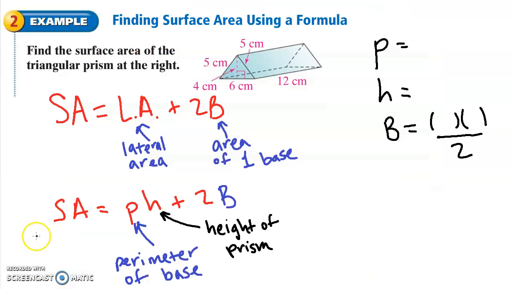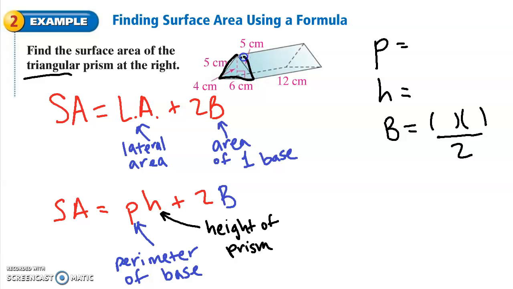For example 2, they ask us to find the surface area of the triangular prism at the right. So this is the formula we just talked about. The surface area is equal to the lateral area plus 2 times the area of the base. But another way we can write this is the perimeter of the base times the height of the prism plus 2 times the area of the base. Over here, we're going to figure out all the information we need in order to solve our problem. First, we want to find the perimeter of the base.